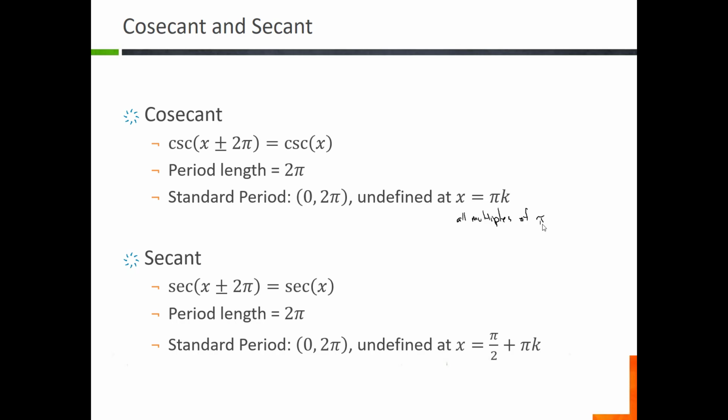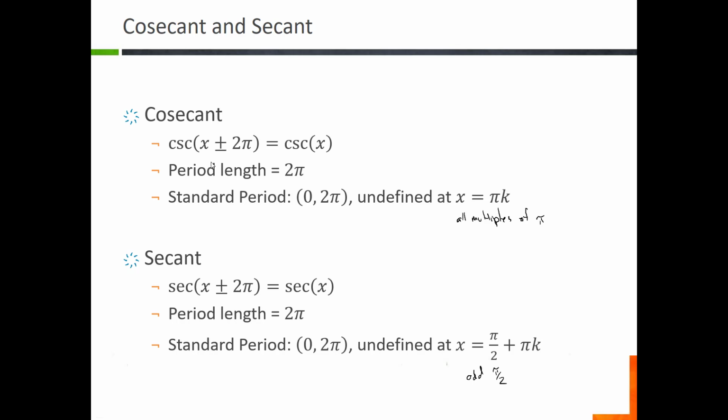So that, 0, 1 pi, 2 pi, 3 pi, 4 pi, negative 1 pi, negative 2 pi. And then secant will be undefined at the odd pi over 2's again. Okay, so it's undefined at all the odds. So it would be defined at like 2 pi over 2, which is just pi.